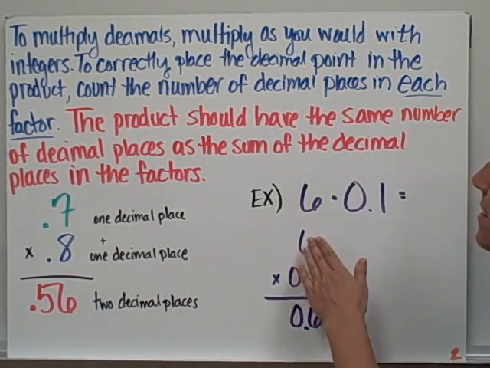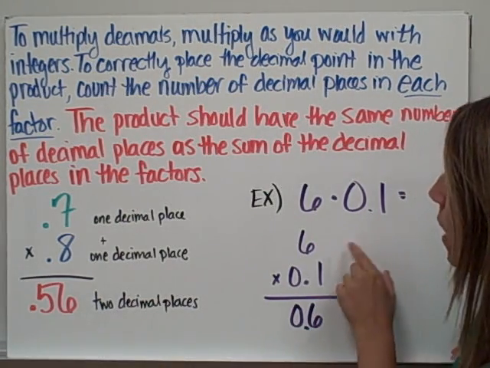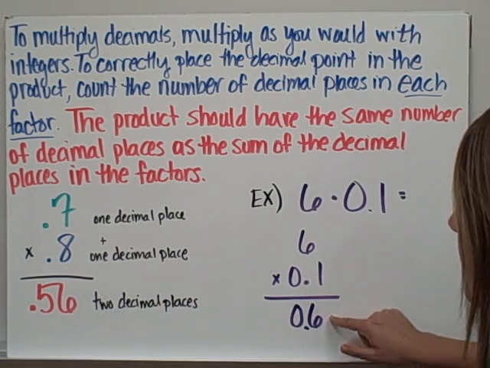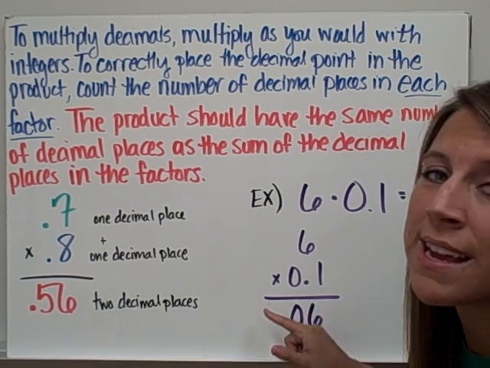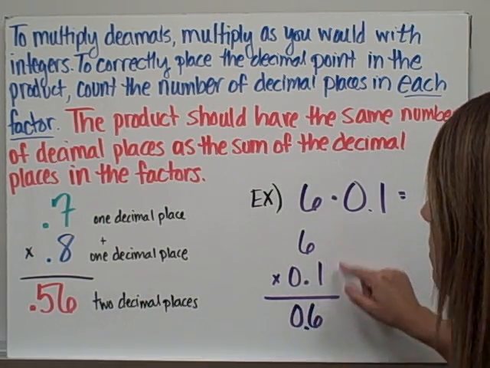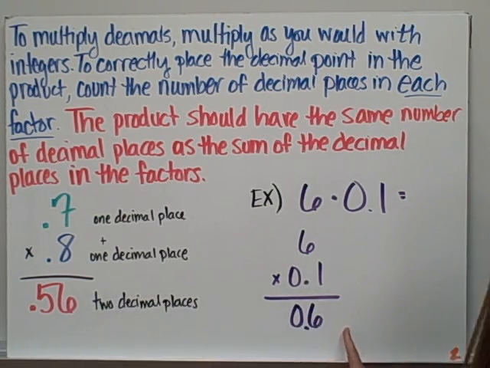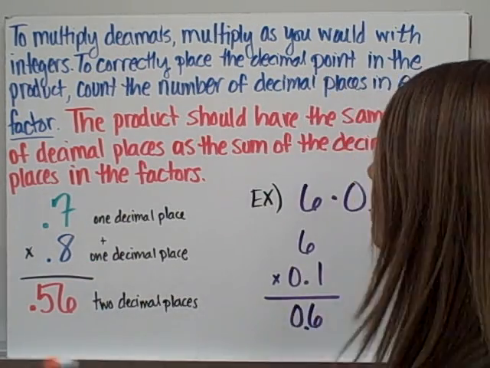So if I had 6 times 1/10, well, that's going to be 1 times 6 is 6, 0 times 6 is 0. There is 1 decimal place in the factors of the problem, so there's 1 decimal place in the answer.